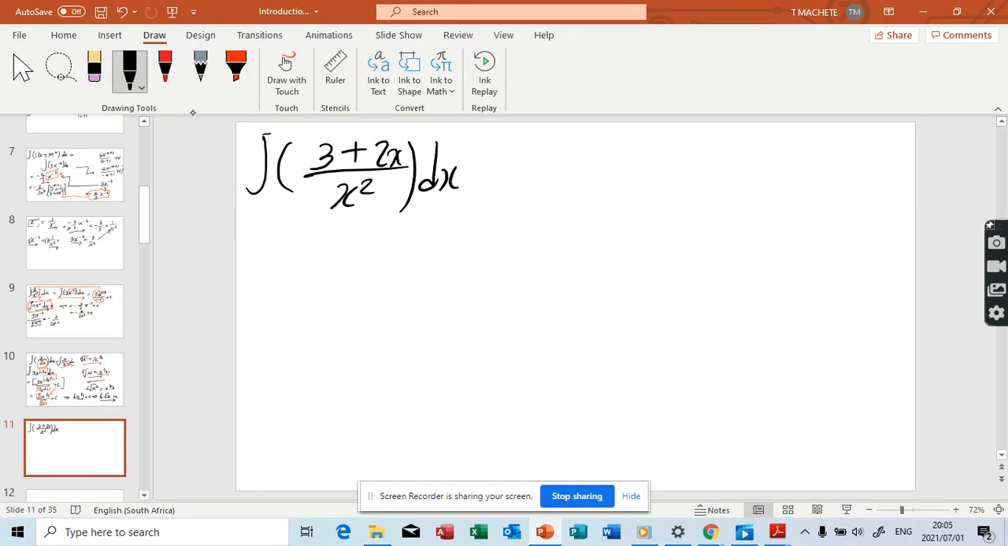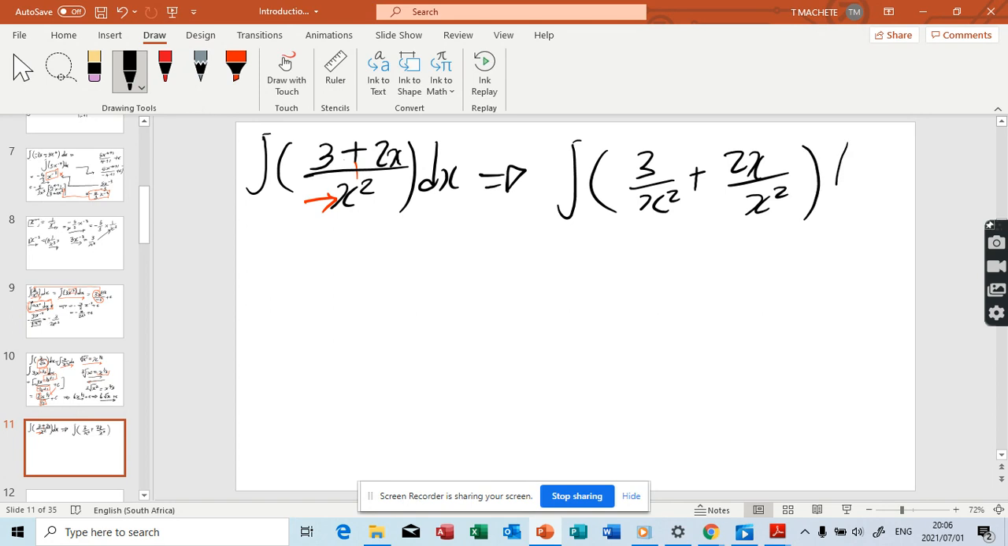So if you've got something like this, guys, what did I say? Before you integrate, you simplify. Always, before you do anything, you simplify. To simplify this, you see this is your lowest common multiple, your LCM. Because this x squared is common, you can simply write this as 3 over x squared plus 2x over x squared dx.